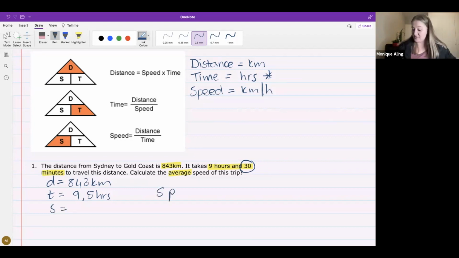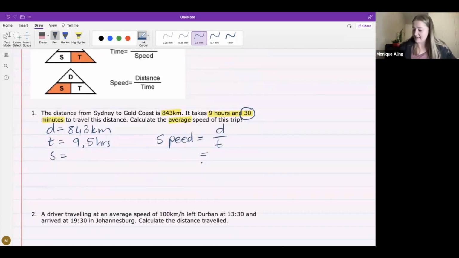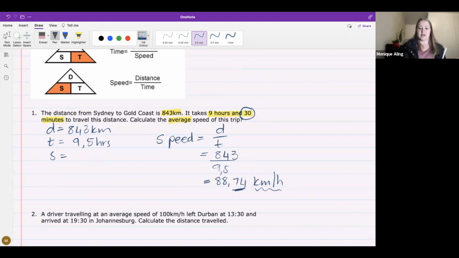Then we're working out speed. So speed is equal to distance over time. That gives us 843 over 9,5, which indeed gives us 88,74 kilometers per hour. Don't forget 2 decimal places and our unit. And it looks like most of us got that without any issues.